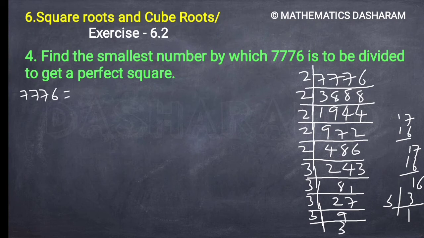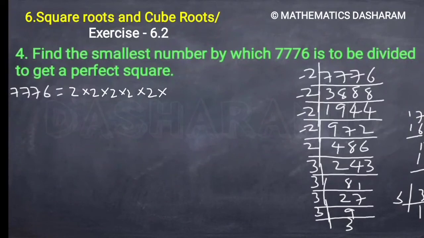Now 7776 equals to how many twos here? 1, 2, 3, 4, 5. How many threes are there? 1, 2, 3, 4, 5. Sorry, here is a 5. So total 5 threes are there.